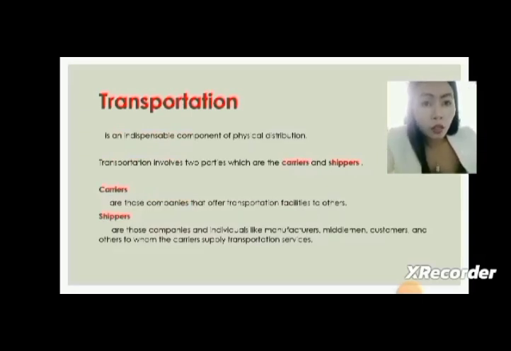Transportation is an indispensable component of physical distribution. Transportation involves two parties, which are the carrier and the shipper. Carriers are those companies that offer transportation facilities to others.